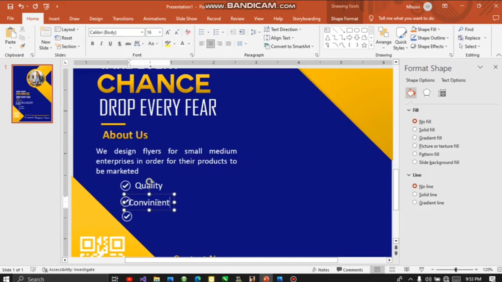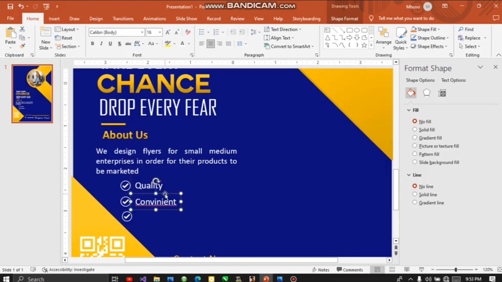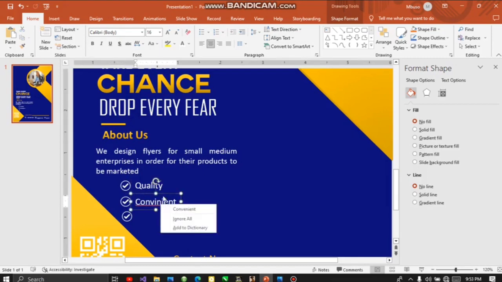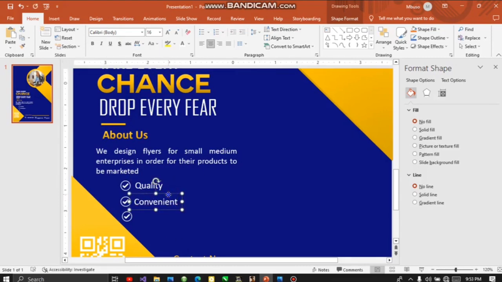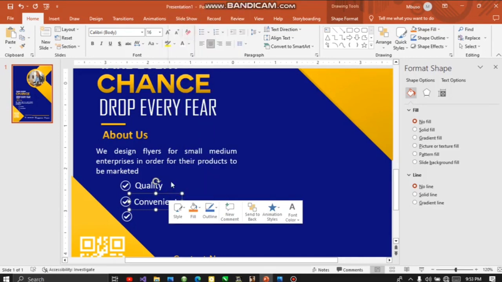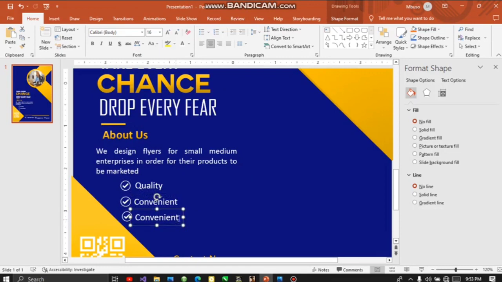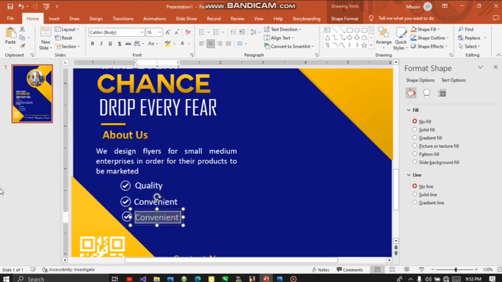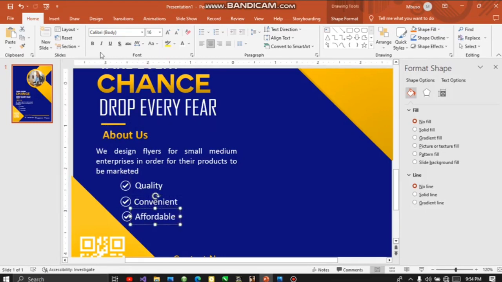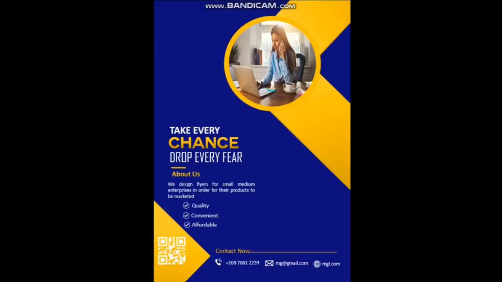What else can we say about our business? Convenient. Copy and paste this, copy, use destination theme, convenient, and what? Affordable. We are affordable. There you go. Let's see the progress of our flyer right now. There you go. We are headed on the right track.